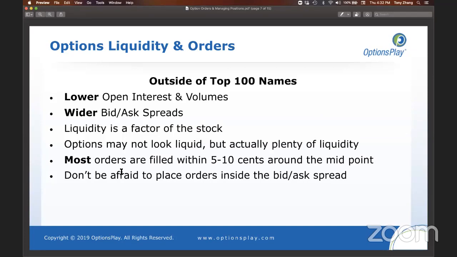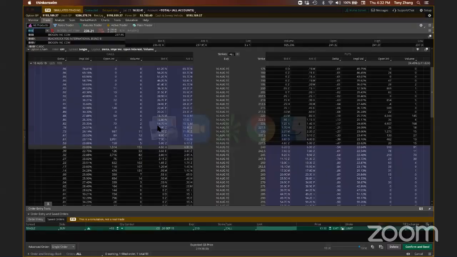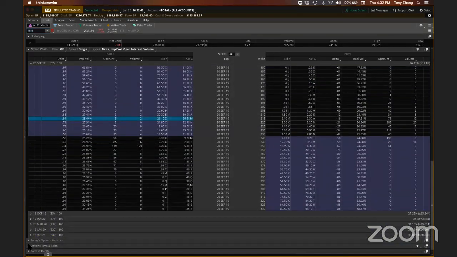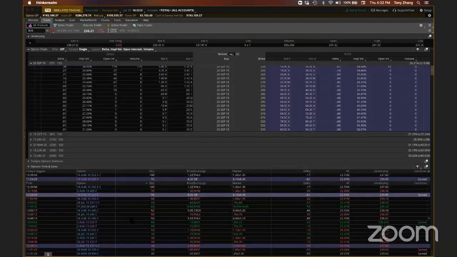And one of the things that we want to look at typically is not how wide the spread is or how low the open interest. We want to take a look at where things are actually filled. So many of you can use platforms like Thinkorswim, and you can actually see where orders are filled. There's a thing called option times and sales. You can actually see where things are filled.